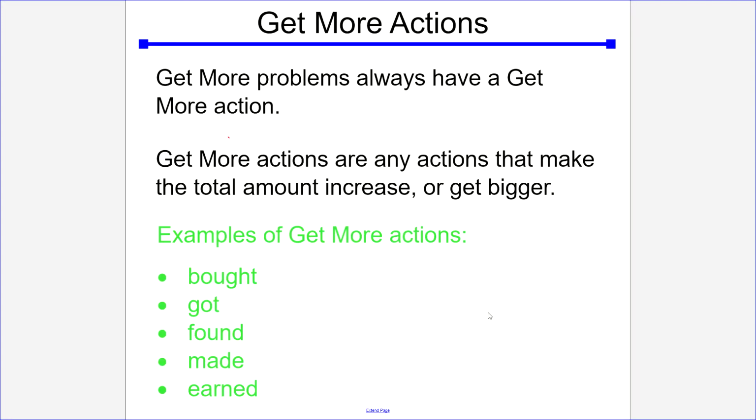Some other Get More actions that we commonly see in Get More story problems would be the actions bought, got, found, made, earned. All of these actions are Get More actions because they make the amount increase after they happen. Remember, these are just a few examples of Get More actions. There are lots more Get More actions. I bet you could even think of 1 or 2 right now. A Get More action is any action that makes the total amount increase or get bigger.